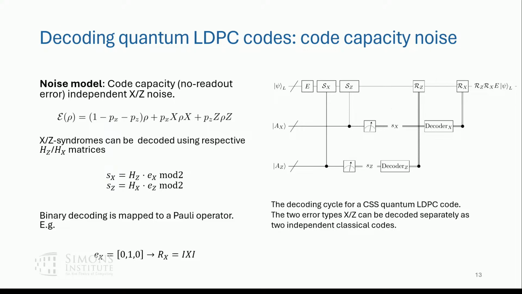Okay. So in the first instance, it's always useful to study the decoding problem in the simplest possible error model. We call this the code capacity error model, and in the code capacity error model, we just assume that errors occur just before we measure the stabilizers. Because we're measuring the X and the Z stabilizers separately, we have two separate decoding problems. So we get our X and our Z syndrome, and then we use the respective HZ and HX CSS matrices to decode these as two independent classical decoding problems. And what we get out from this is some sort of binary vector that we then map to a recovery operation, which is then applied to the quantum state.